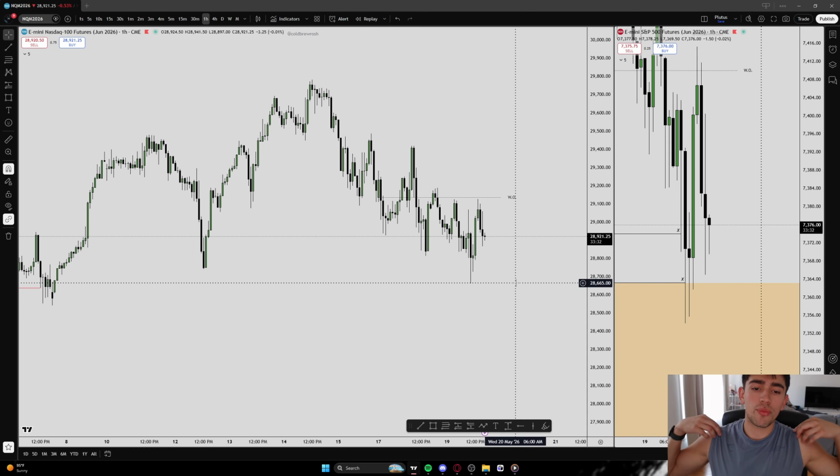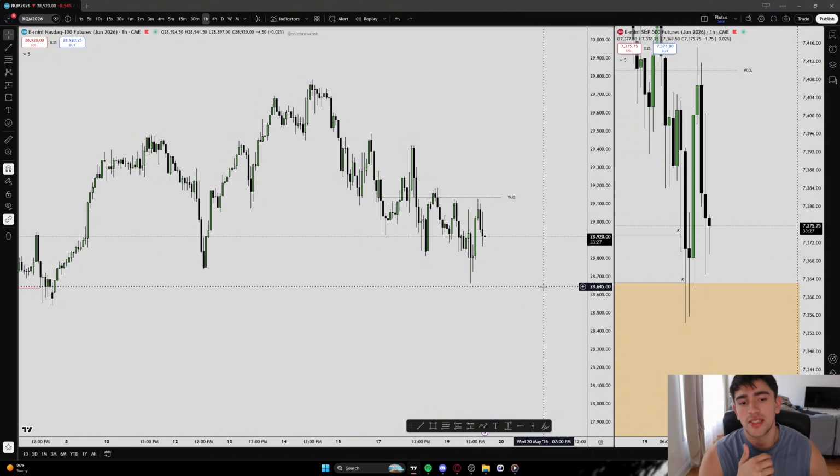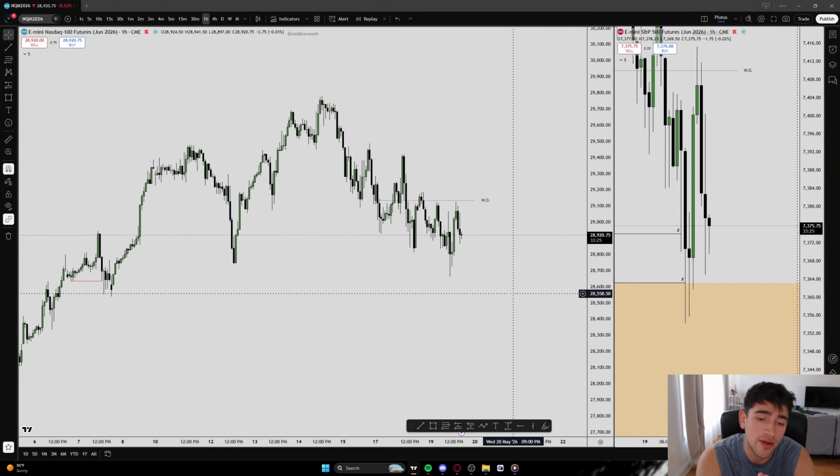So with that being said, hope you guys enjoyed this trade recap. And yeah, I'm going to be implementing this a lot more into my trading. And this is how I ended up shorting to the weekly unfilled imbalance.